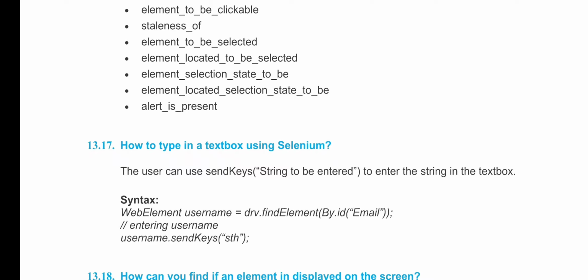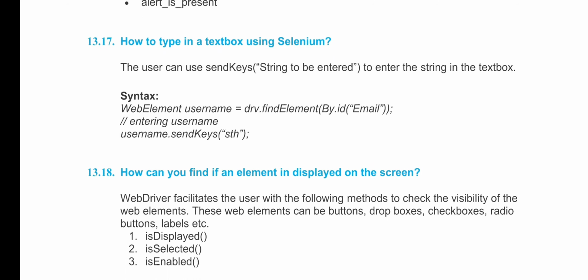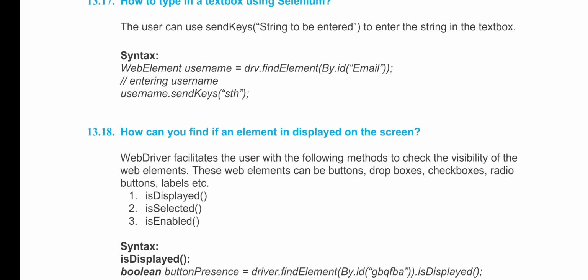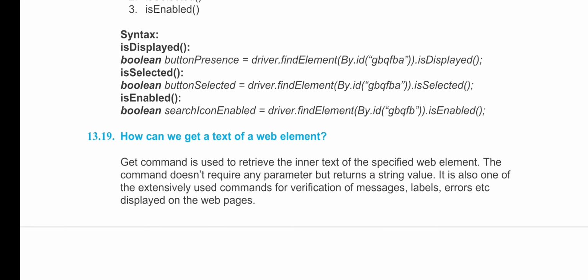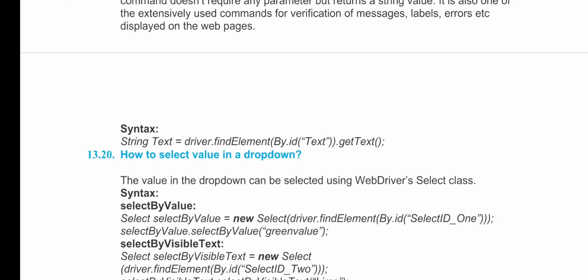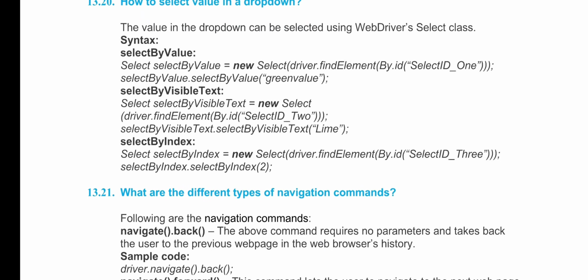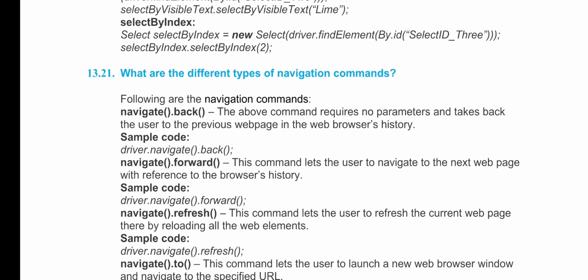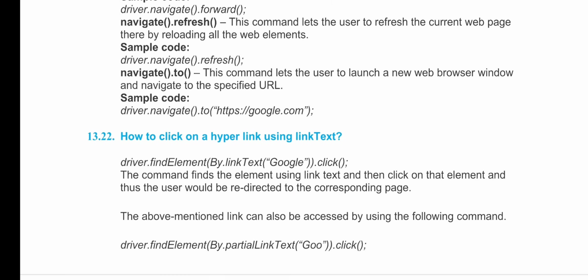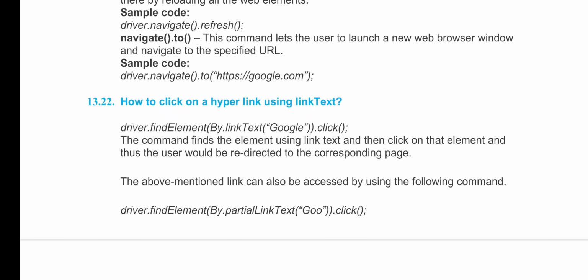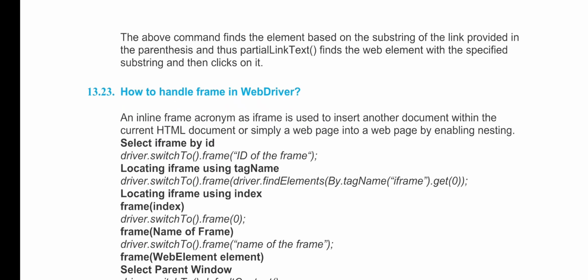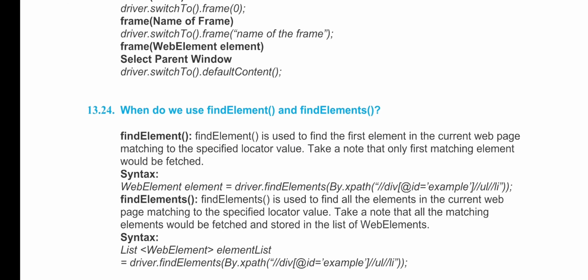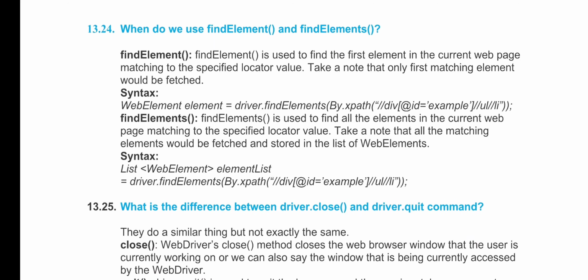Okay, and how to type in text in a text box using Selenium. How can you find if an element is displayed on the screen? How can we get the text of a web element? How to select a value in the drop down? What are the different types of navigation commands? How to click on a hyperlink using link text? How to handle frame in WebDriver? When do we use find element and find elements?